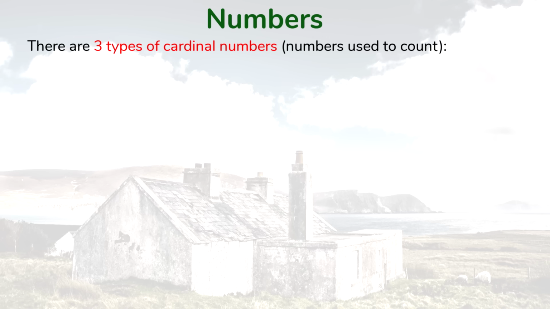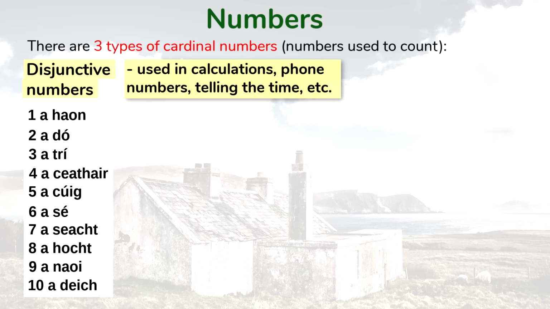Numbers. The number system in Irish is fairly complex. First of all, there are 3 types of cardinal numbers, numbers used to count. Disjunctive numbers. These are numbers that are used in calculations, phone numbers, telling the time, and other contexts when they're not counting a noun that follows. A particle, a, normally comes before them, with an h prefix before initial vowels.